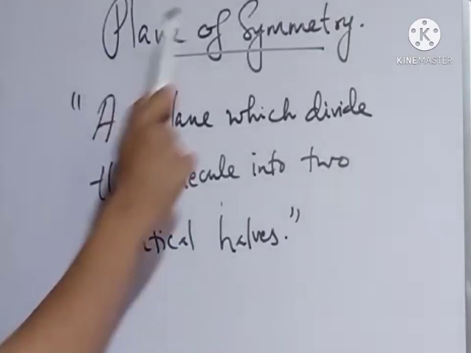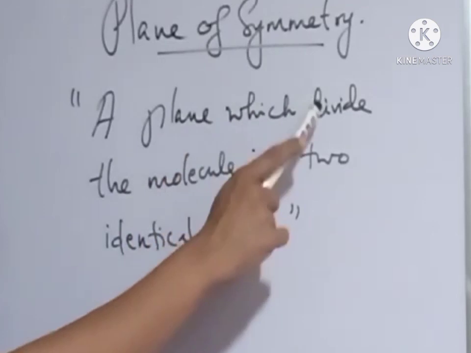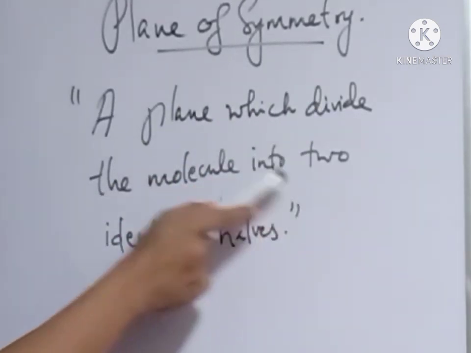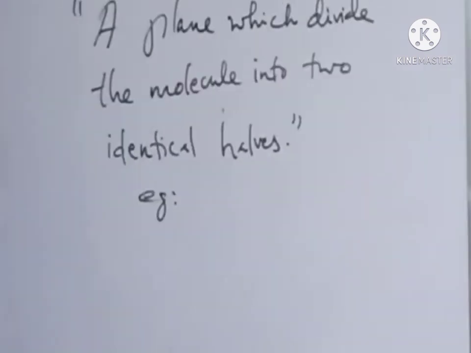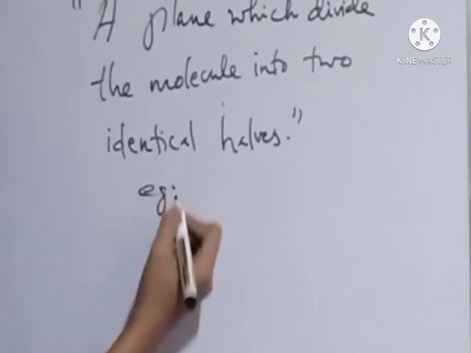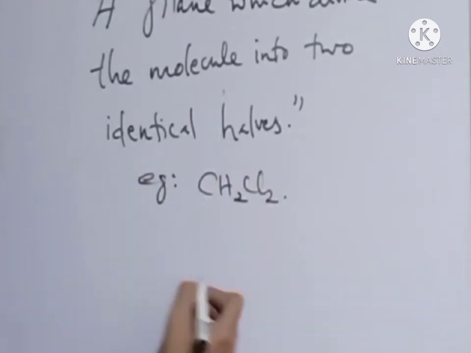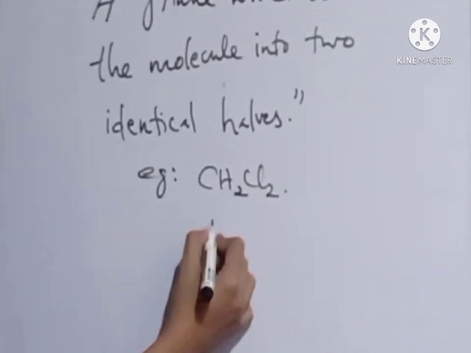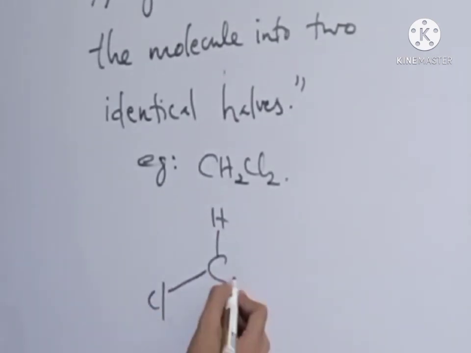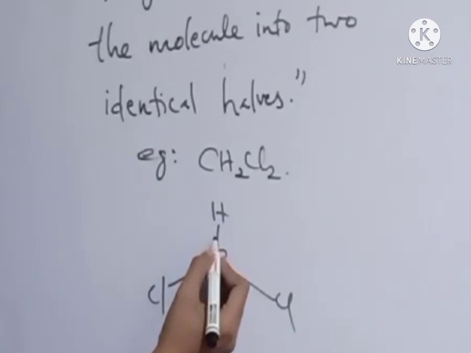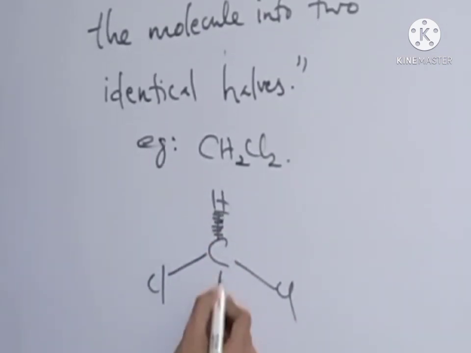Okay, the next one is plane of symmetry. Plane of symmetry means a plane which divides the molecule into two identical halves or two equal halves. So, consider an example, CH2Cl2. If we draw the structure, this will be like this, Cl, Cl, and we can draw this by using dash and wedge projection.